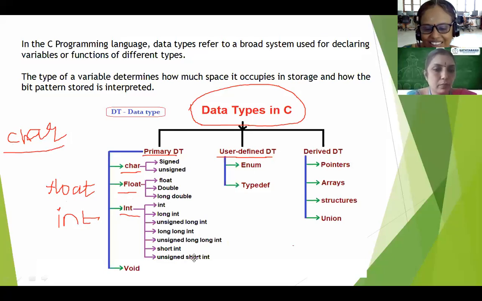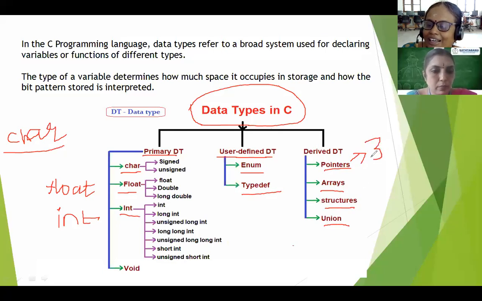You just write down signed and unsigned, you need not write more. When we move on to that type, we will see. Then user defined data types: enum, typedef. And derived data types: pointers, arrays, structures, union. We will see pointers elaborately in the third unit, and arrays, structures, union in the second unit, but we will see what is what. That's it. So these are the data types in C.